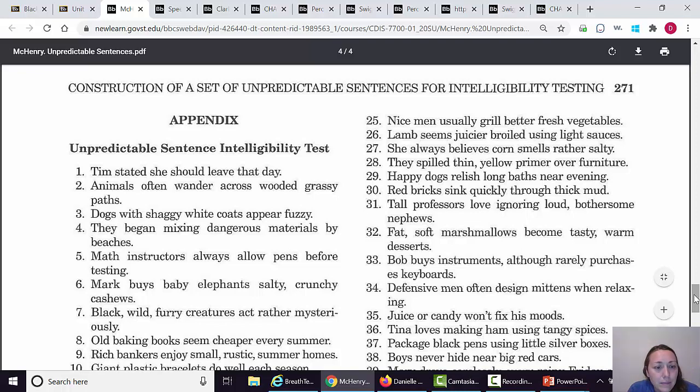Let's see some of the sentences. "Mark buys baby elephants, salty, crunchy cashews." Like that, there's no way I'm going to predict that in sentences. So this might be a resource you might want to use as a clinician or put in your Unit 2 project. But if you're in your Unit 2 project, you have to create and take data on intelligibility.